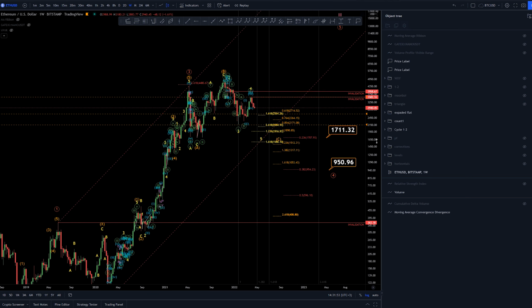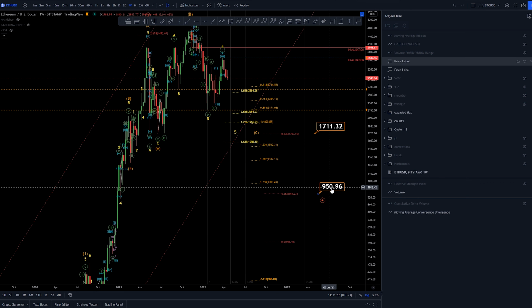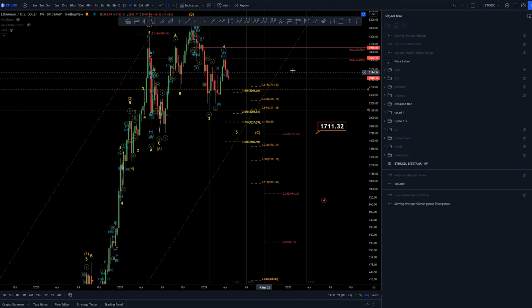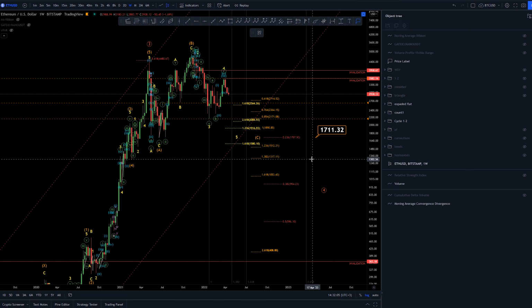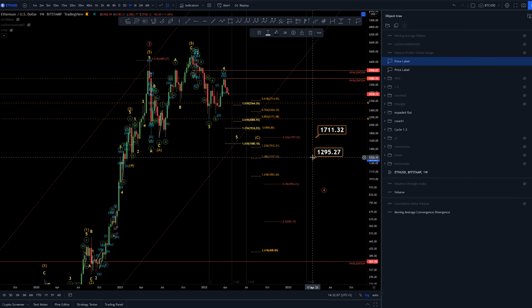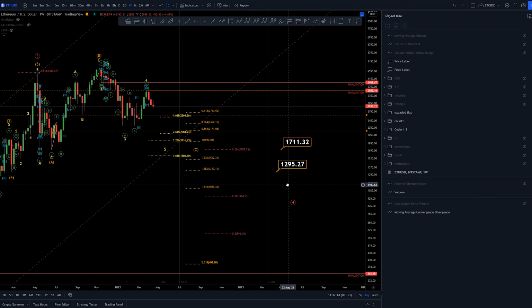Now, in this case though, the wave 4 of intermediary on the previous third wave came down to around $1,300, which is definitely, I think, the lowest it could go. But again, there's more structure here to look at.